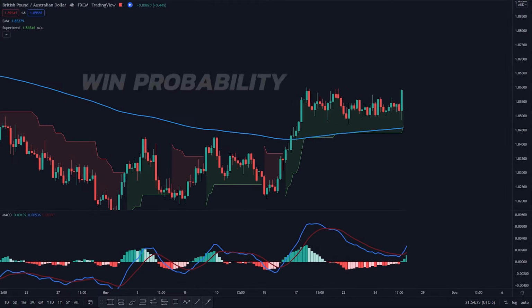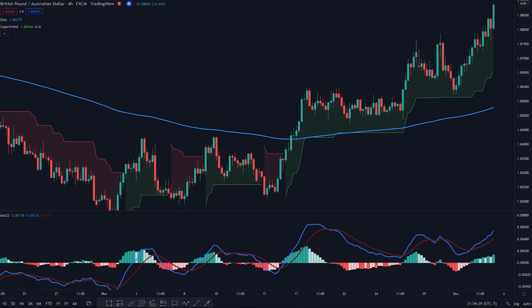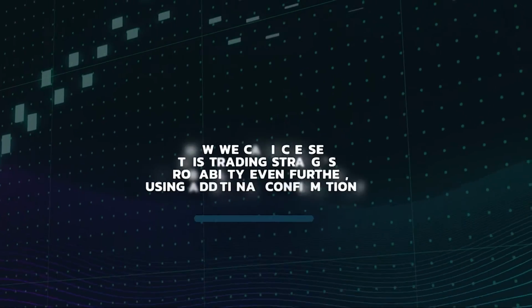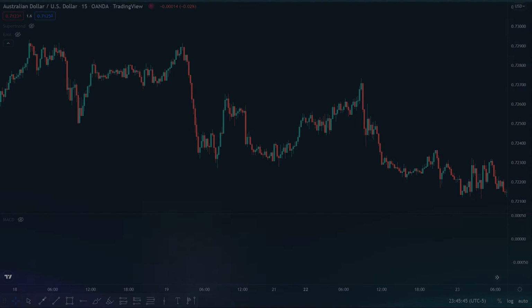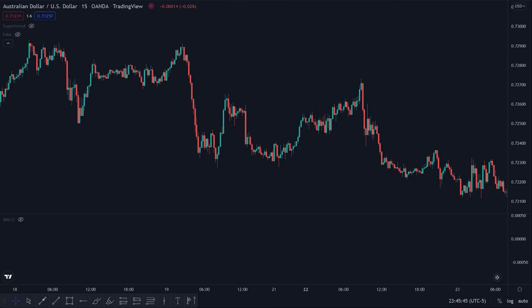This is why we will increase our win probability with additional confirmations. With that being said, let's get into the next steps and find out how we can increase this trading strategy's probability even further using additional confirmations. For this strategy, we're going to use a combination of 3 different indicators for a high win rate and good risk to reward ratios, which are at least a minimum of 2-to-1, 3-to-1, or more.